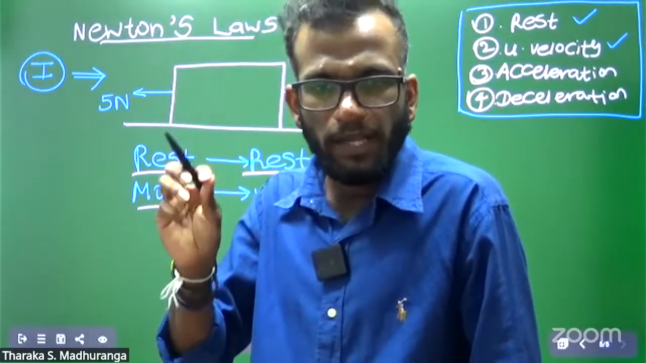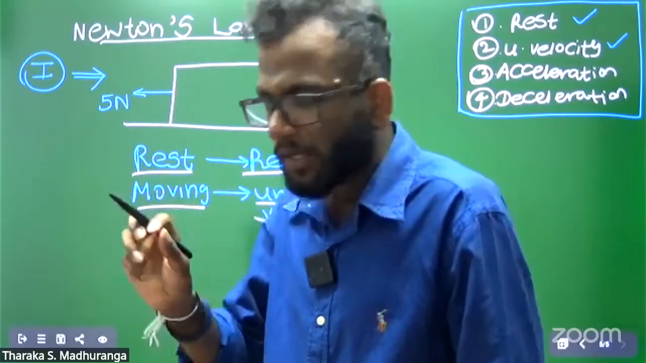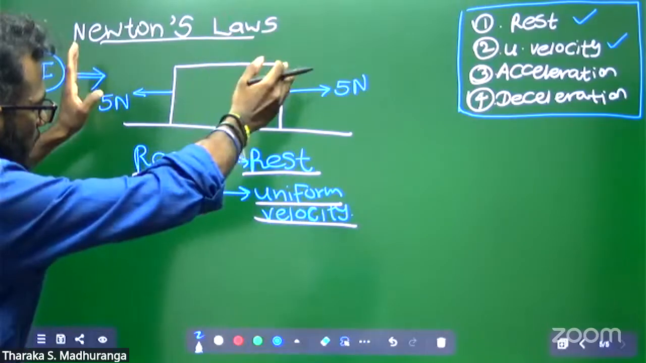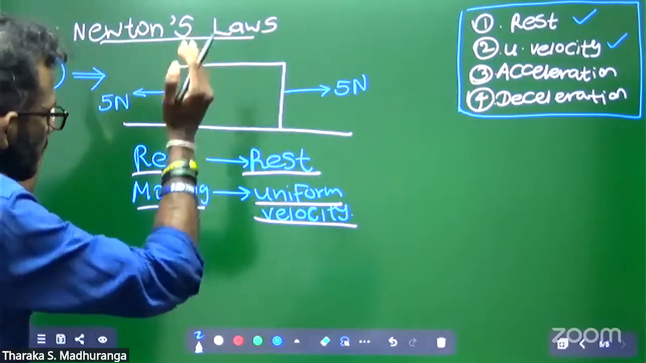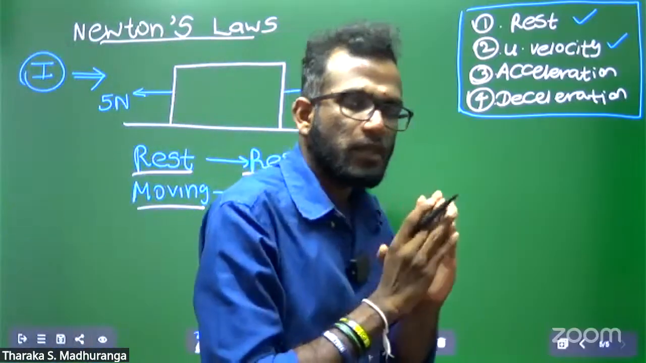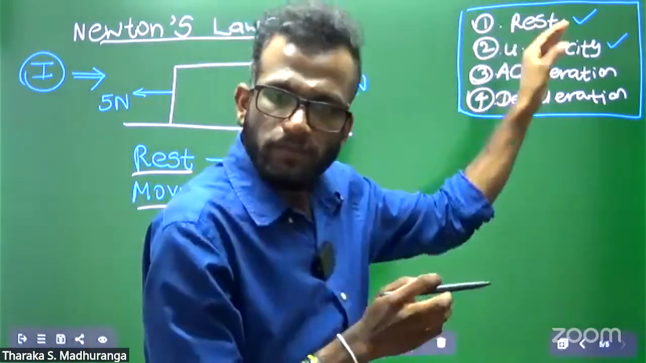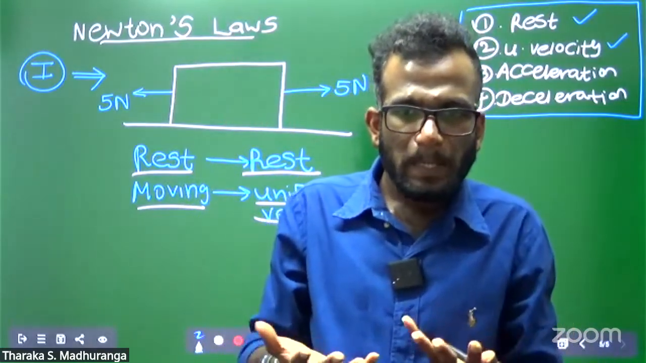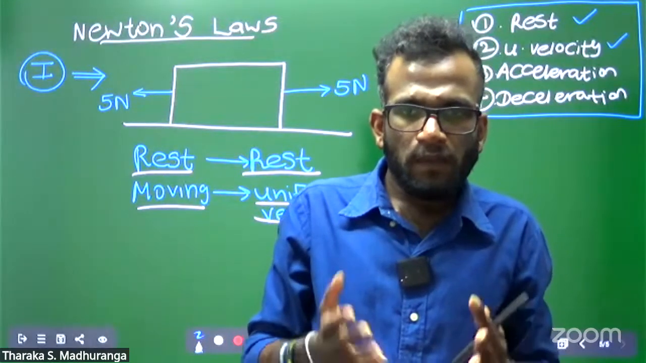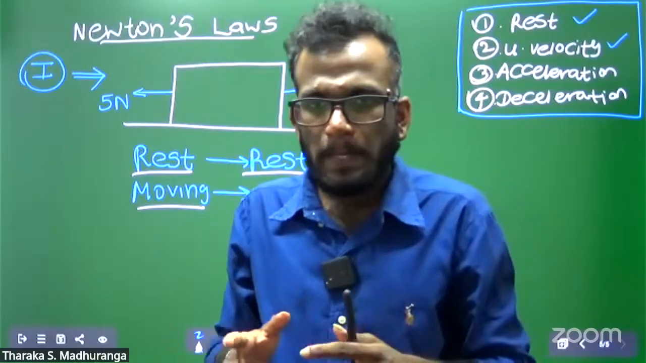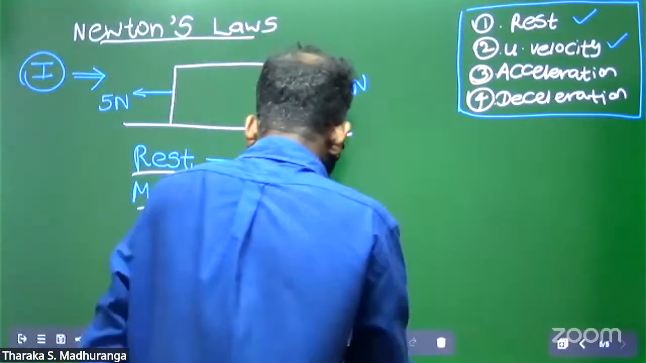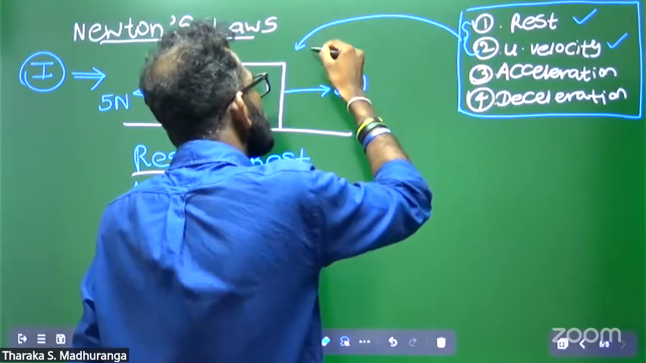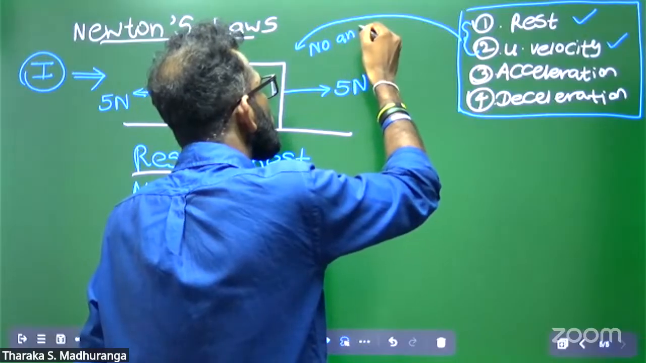Very important point I explained. What do we call Newton's first law? If there are no unbalanced force, rest objects rest and moving objects move with uniform velocity. Then if I consider rest or uniform velocity objects, can we decide there is no unbalanced force? Correct? No unbalanced force.